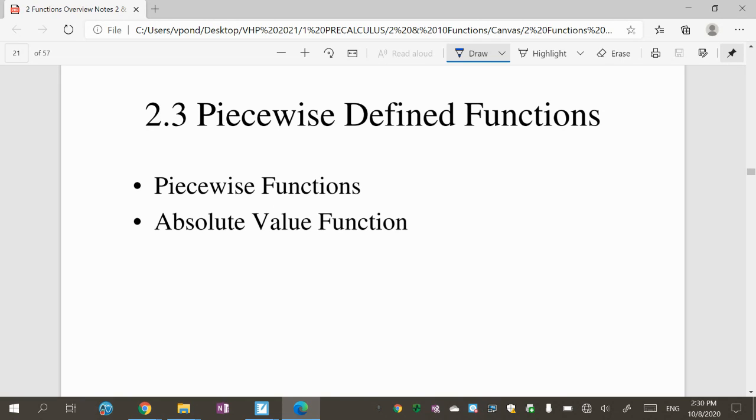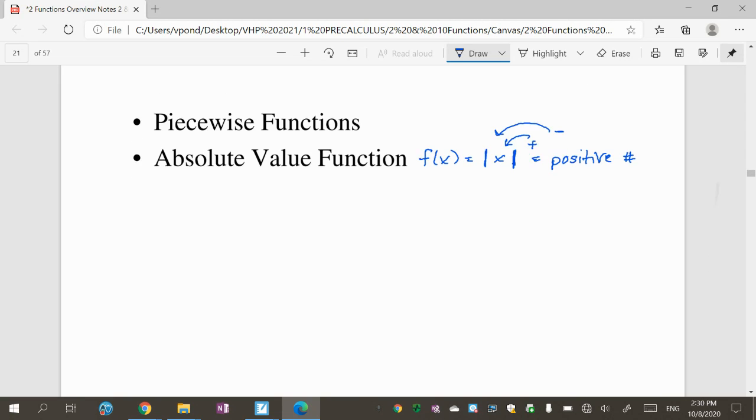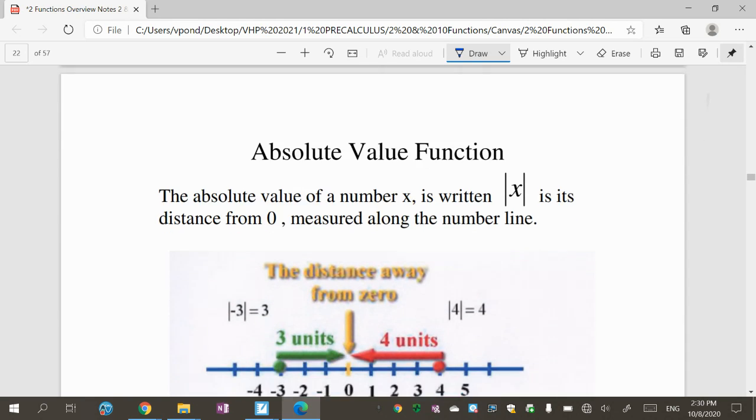And the absolute value function looks like this. Basically, the absolute value function has these two bars here. Whatever's inside, either positive or negative, will always come out to be a positive answer. Positive number, no matter what. That's what absolute value is. So what does that really mean? Okay, well, let's look at this.